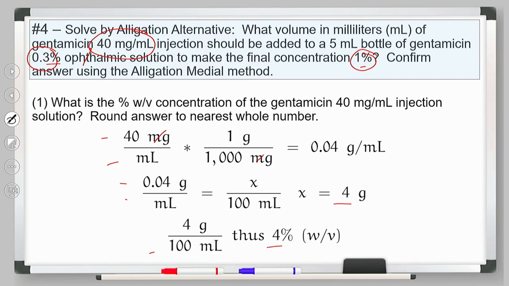Now that we've done that, here is your high strength. Here is your low strength. Here is your target strength. And remember, we are solving for the volume or the quantity of the 4%. So that's the Q we're solving for, whatever parts of the 4% you get. So set up 4 on the top, 0.03 on the bottom, and then 1% in the middle to the right. Cross, subtract, get your parts, set them over your Q, and solve.